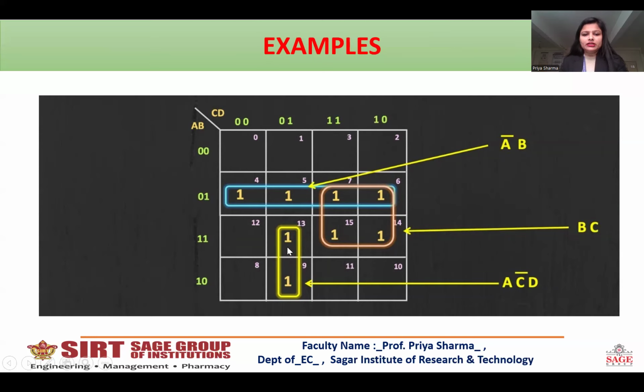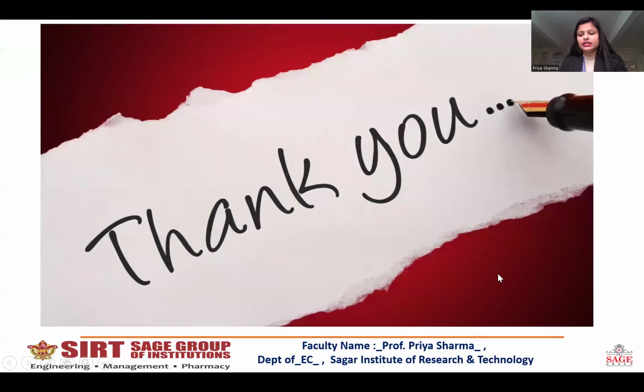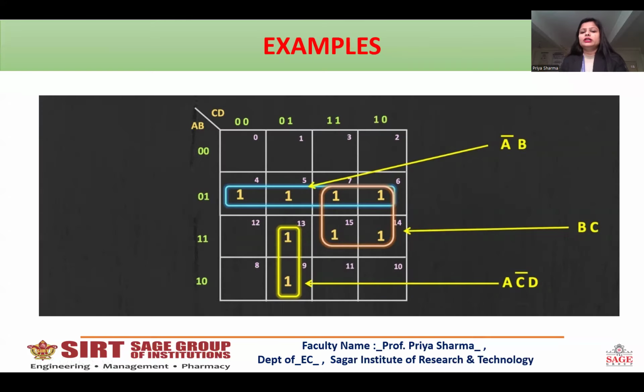For this pair, as A is not changing, we'll include A. It is A C bar D. It is written here. Now you can write the minterms of all the groupings. Grouping is clear to you, how we group the ones. Diagonal grouping is not allowed. Map rolling should be kept in mind while grouping.